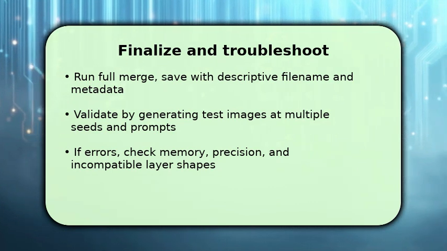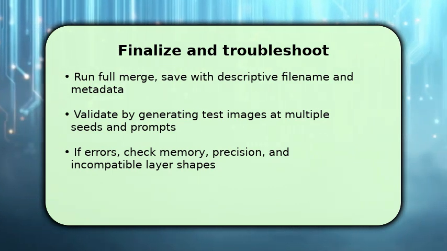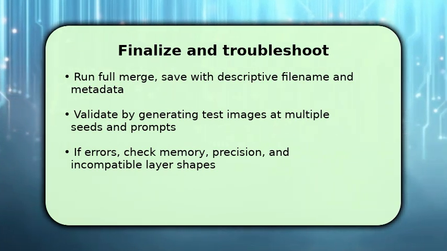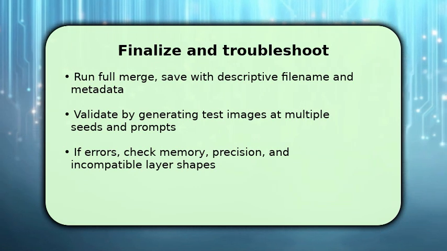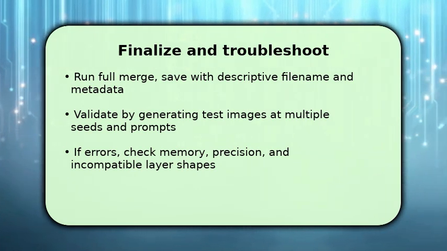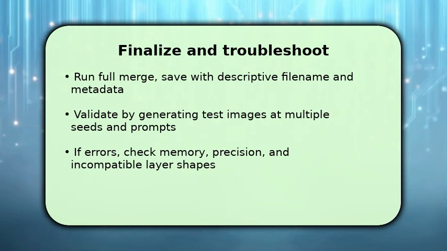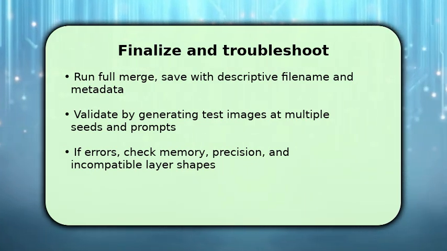mode collapse. If you see crashes or errors, first confirm GPU memory and try FP16 or smaller batch sizes. Next, verify that layer shapes match between checkpoints and retry with a different algorithm. If artifacts persist, revert to backups and adjust weights before repeating.